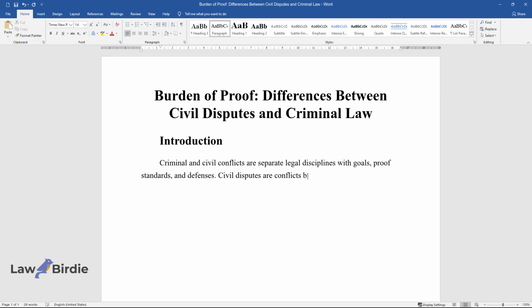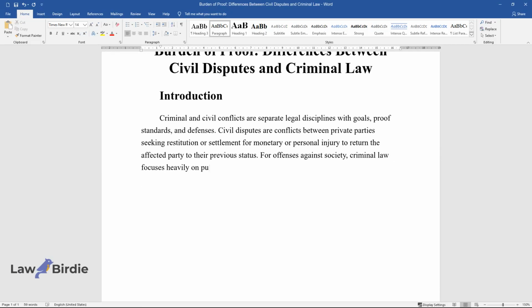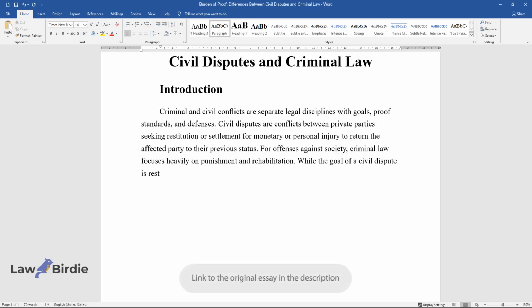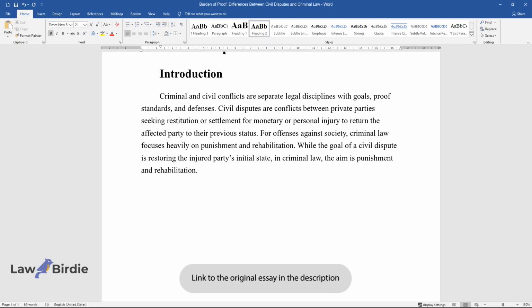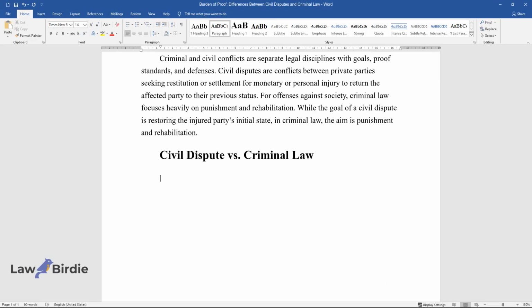Civil disputes are conflicts between private parties seeking restitution or settlement for monetary or personal injury to return the affected party to their previous status. For offenses against society, criminal law focuses heavily on punishment and rehabilitation. While the goal of a civil dispute is restoring the injured party's initial state, in criminal law, the aim is punishment and rehabilitation. Civil dispute versus criminal law.